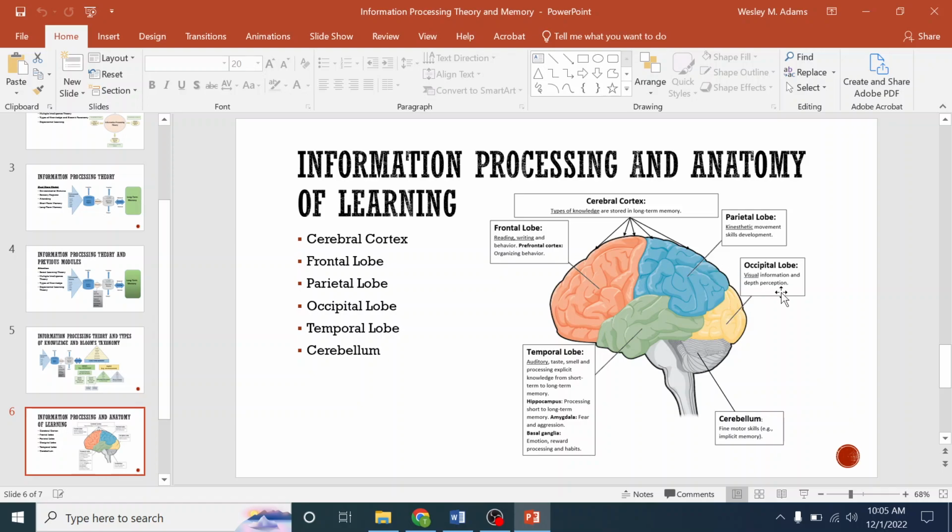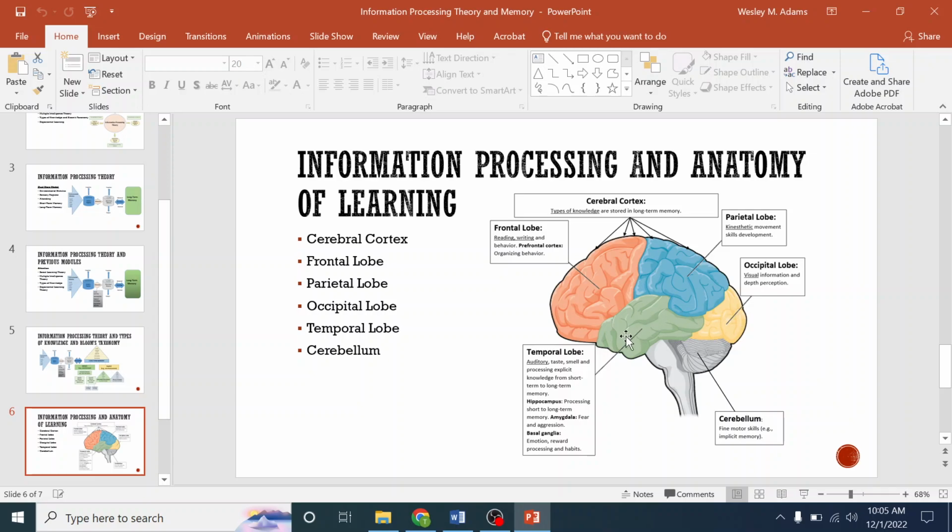I think I have a well-developed occipital lobe because I do pretty good with visual information, visualizing information, and movement through space, and that goes hand in hand. So most of your kinesthetic learners tend to be visual learners, because these two lobes of the brain are processing that information for them.